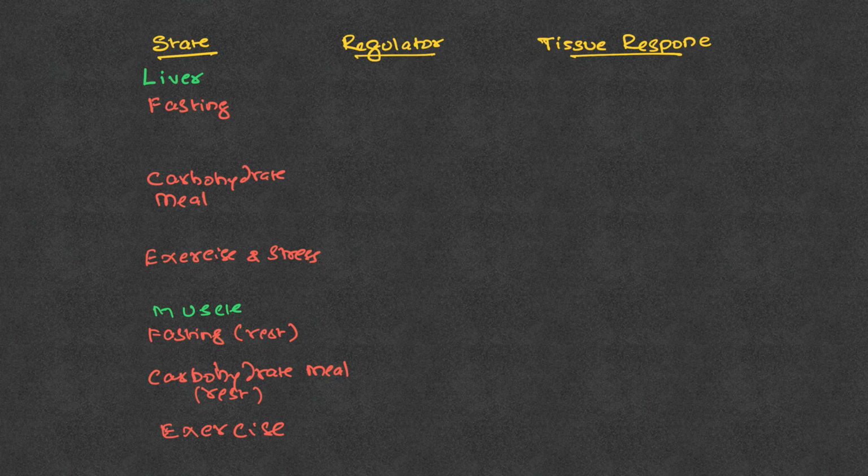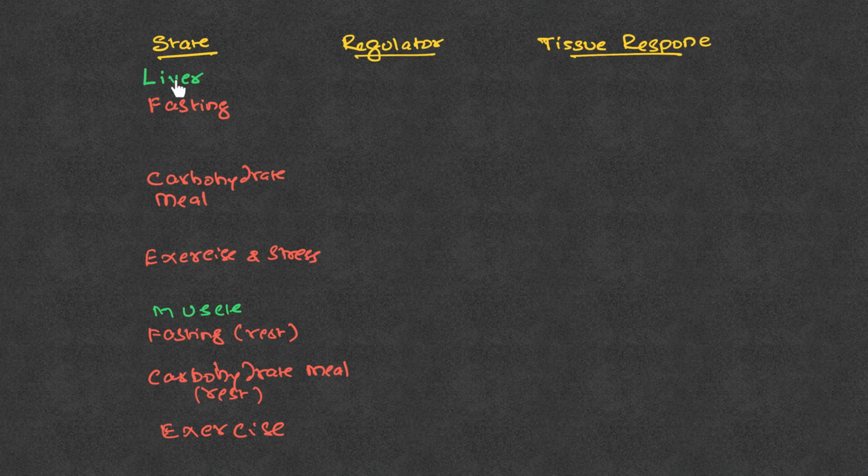So let me just quickly explain, and also to be very brief in explaining all the regulators, response of tissue, and the state in which this liver and muscle glycogen stores are regulated. So all that I am going to cover in this particular video. In order to explain that, I have selected liver and skeletal muscle.